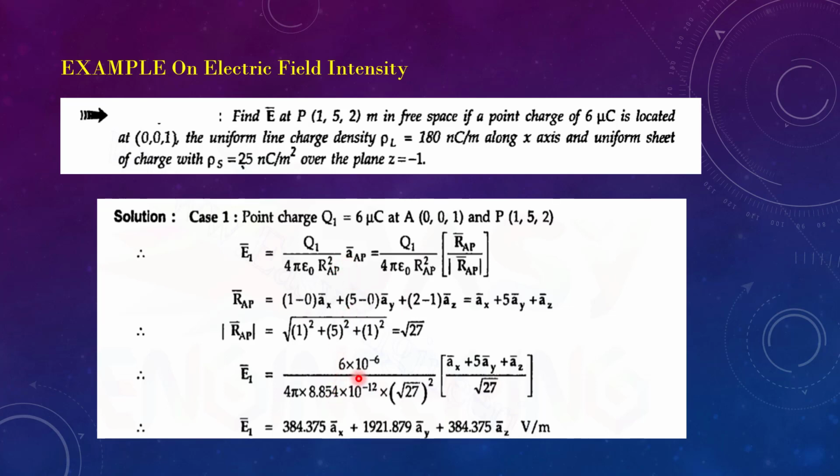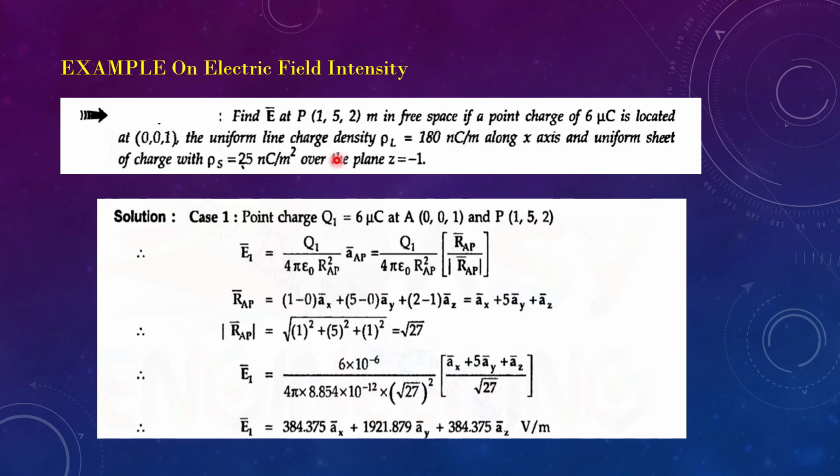Q1 is given as 6 microcoulomb. So 6 into 10 raised to minus 6 divided by 4 pi epsilon naught, which is 4 into pi into 8.854 into 10 raised to minus 12, into square root of 27 bracket square, into this unit vector A cap RAP. So we have kept the magnitude and the vector in the bracket. And after solving all this, we get E1 is equal to 384.3 AX cap plus 1921.8 AY cap plus 384.3 AZ cap, and it is in volts per meter. So this is our first case.